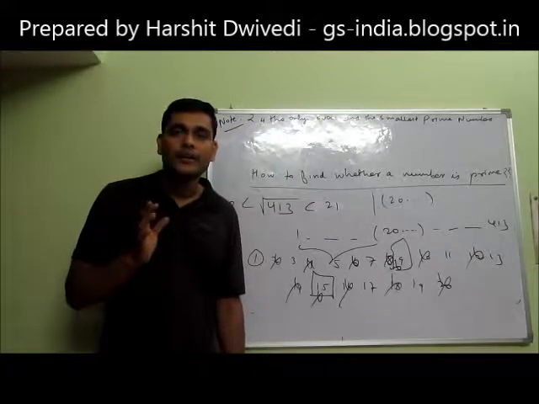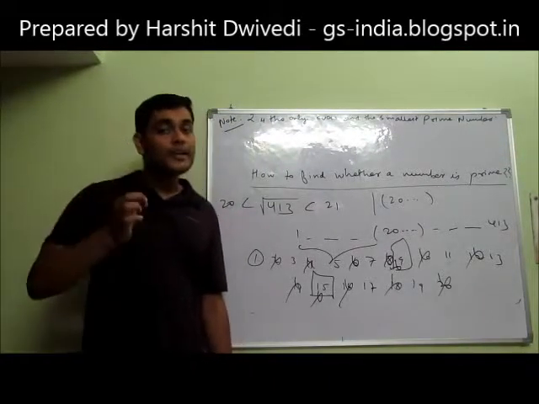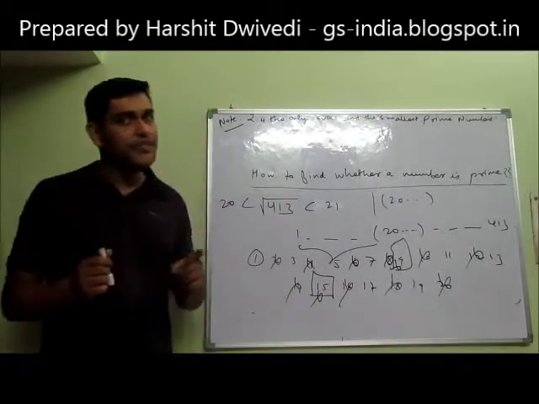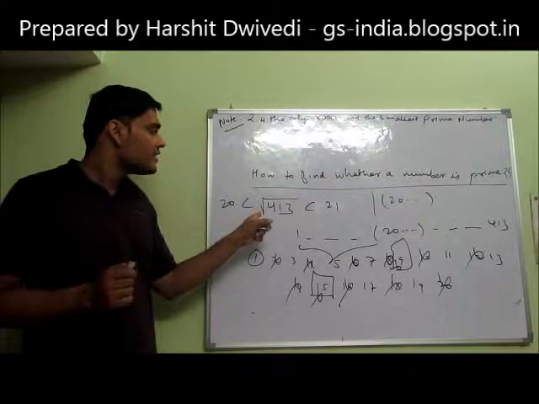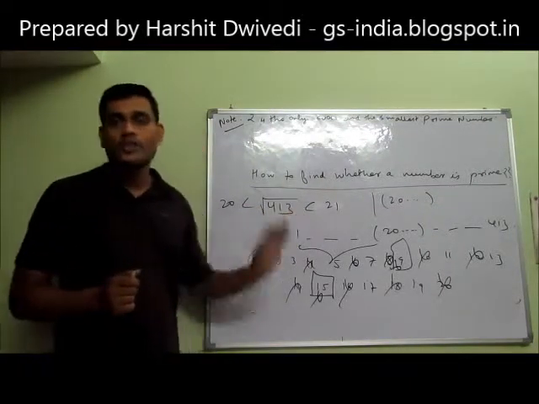So this is the reason. If no prime number less than 20 is able to divide 413, then 413 is a prime number. And if one is able to divide 413, then 413 is not a prime number. This is the whole logic behind this.